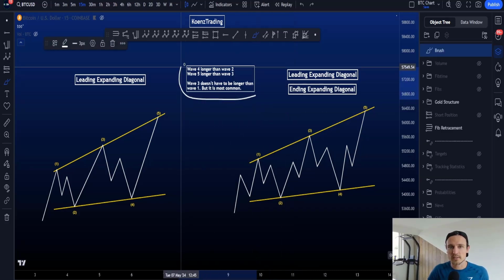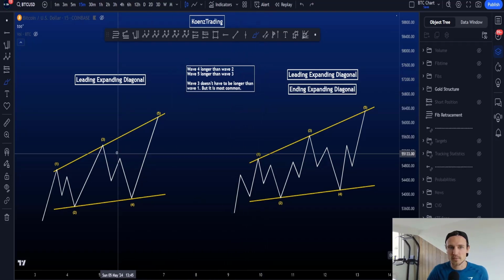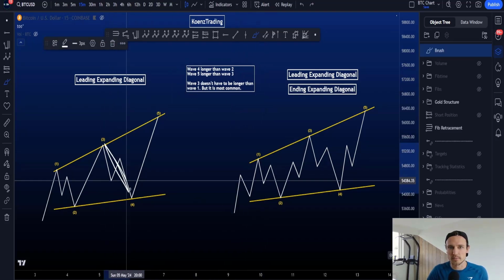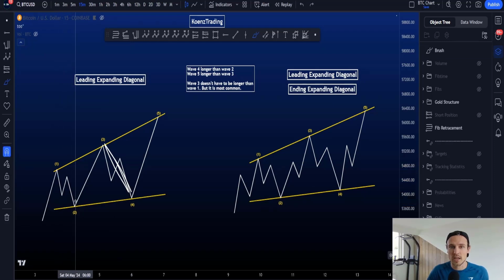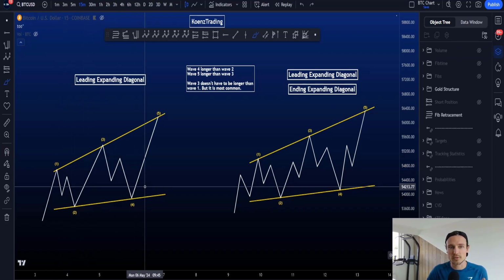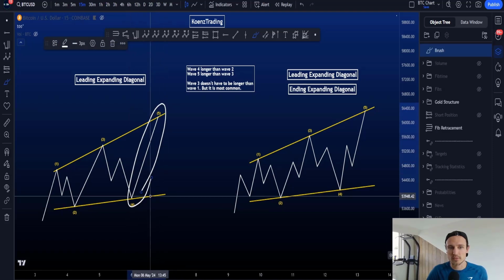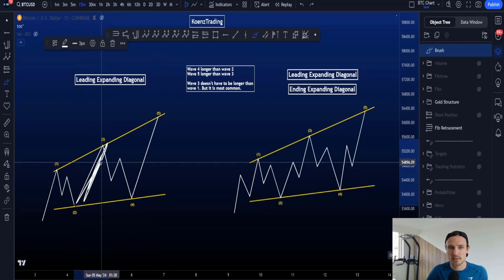A few things that are good to know is that a wave 4 has to be longer in price compared to your wave 2 in an expanding diagonal. Wave 3 has to be shorter than wave 5, so 5 has to be longer than wave 3.